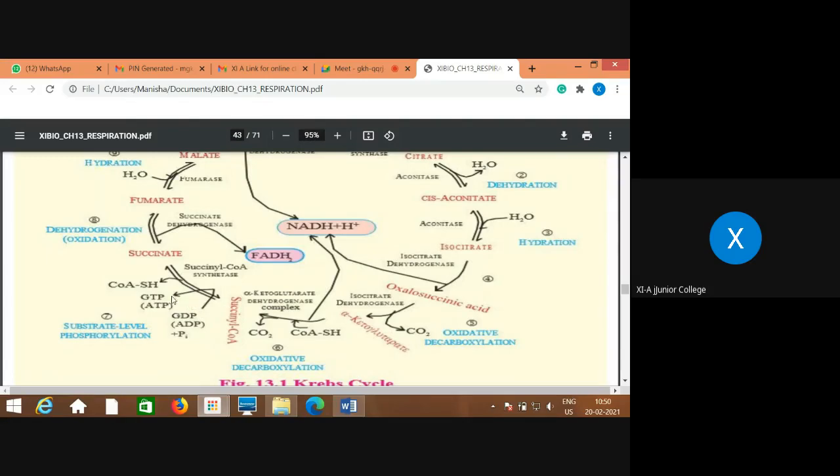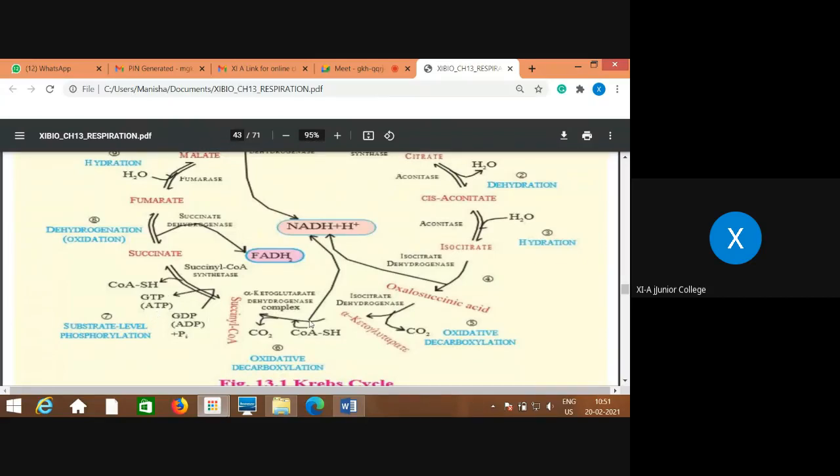So here addition of phosphate means ADP, where IP, inorganic phosphate, is added. First GDP is present, which gets converted by phosphorylation into GTP, that means guanosine diphosphate gets converted into guanosine triphosphate by phosphorylation. But this doesn't remain in the guanosine triphosphate form. Immediately it gets converted into ATP, that is the most usable form of energy. So though GTP is produced, it immediately gets converted into ATP.